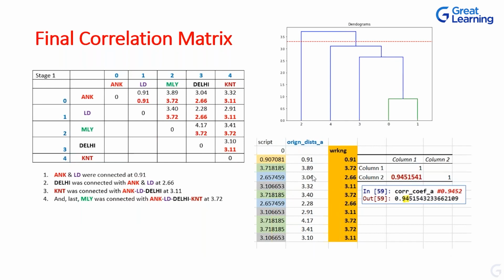Numbers are same. And the simple Pearson correlation is 0.9451, and the same is given by our Python script, 0.9451, same. So same correlation matrix and same coefficient of correlation. I have explained to you how cophenetic correlation is calculated.